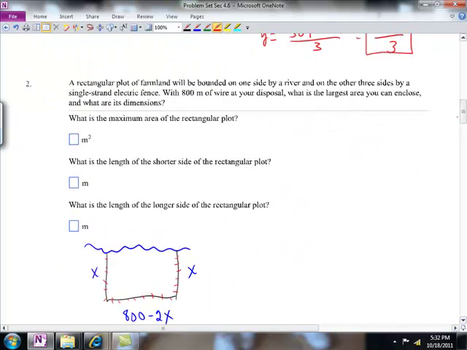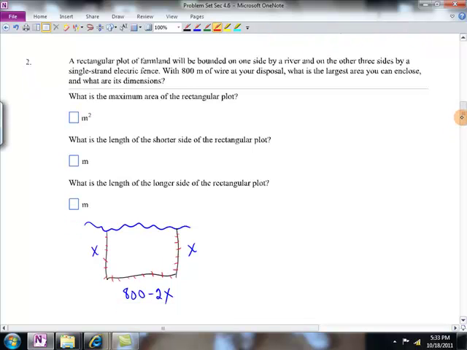Okay, a rectangular plot of farmland will be bounded on one side by a river and the other side by a single-strand electric fence. With 800 meters of wire at your disposal, what's the largest area you can enclose and what are the dimensions? Okay, do you like the picture? So I have the river and I have the fence and it's electrified.